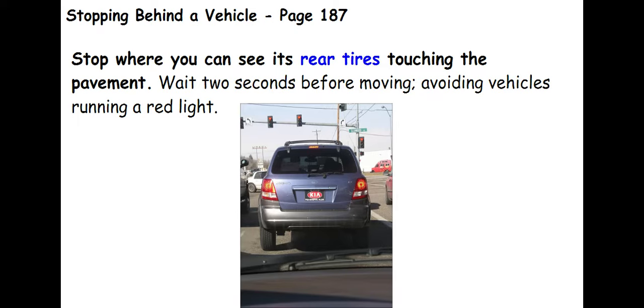One thing you also want to learn is how to give yourself room when you come to a stop behind a stopped vehicle, at a red light or at a stop sign. As this slide indicates, you want to stop where you can see the rear tires touching the pavement. That means you're going to have enough room to move around the vehicle, so that if the car in front of you can't proceed for some reason, you have the ability to go around them safely.